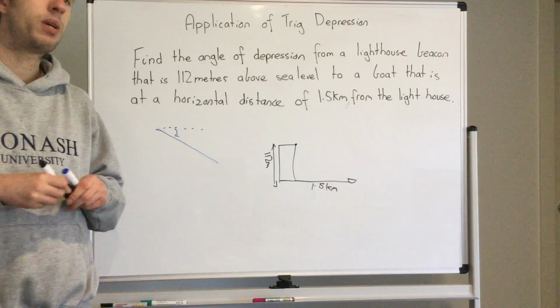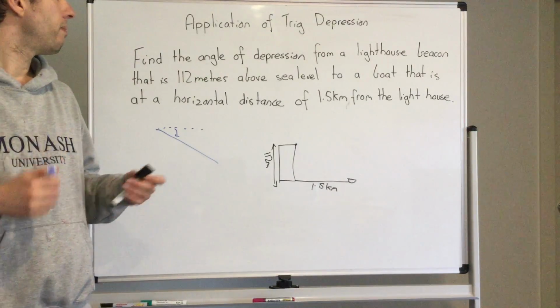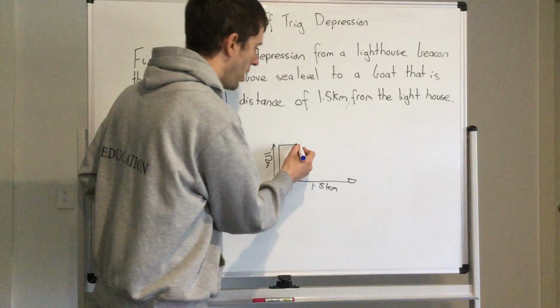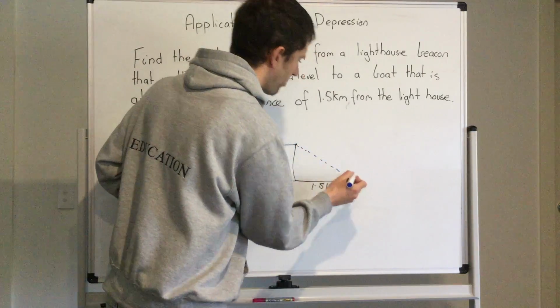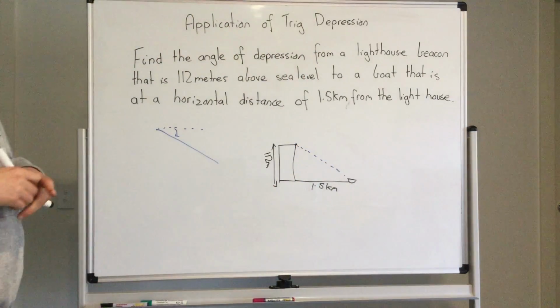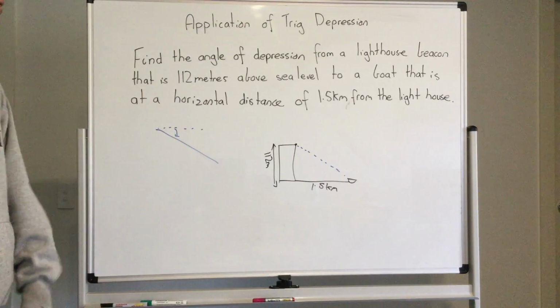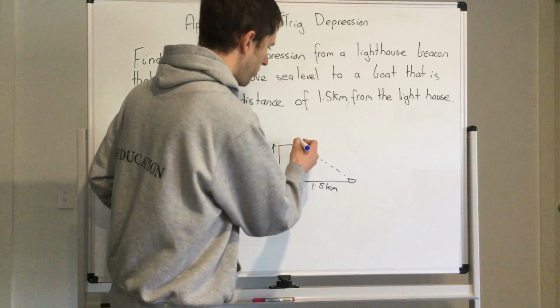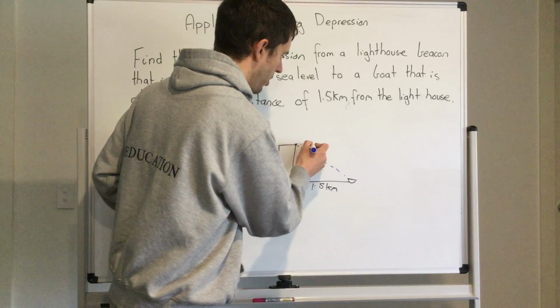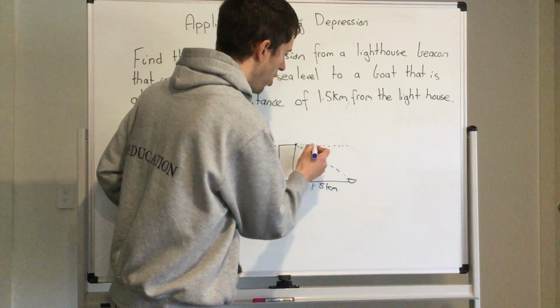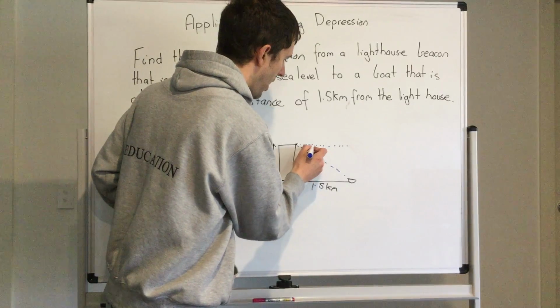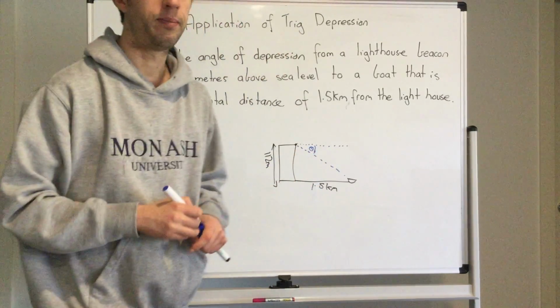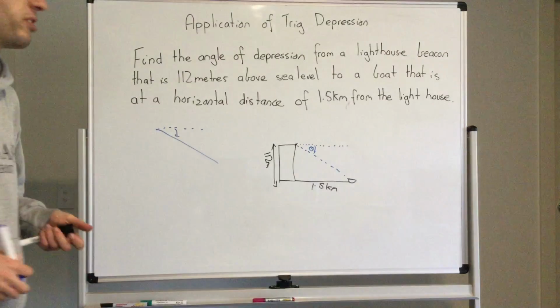Now, the first thing is drawing our lovely triangle. Okay, so what are we trying to find? We are trying to find the angle of depression. So when we're trying to find the angle of depression, I'm going to put an imaginary, another horizontal line. We are wanting to look at this angle in here. So how do we do that?